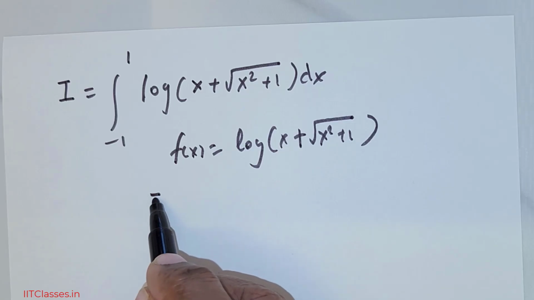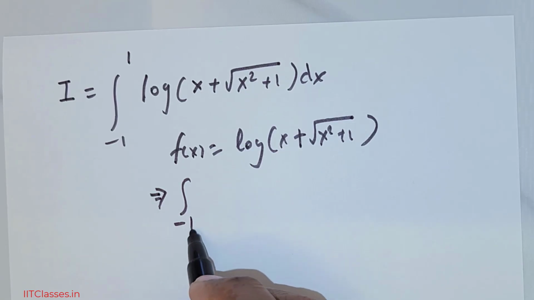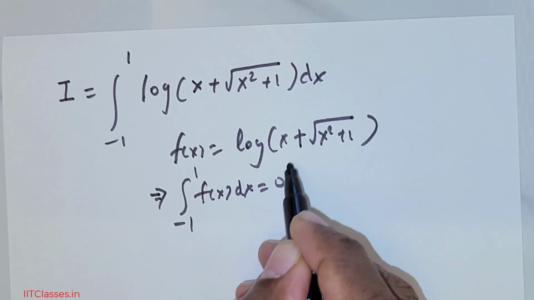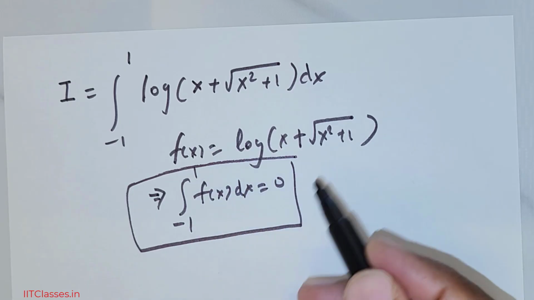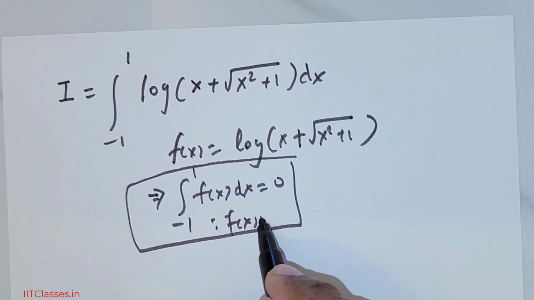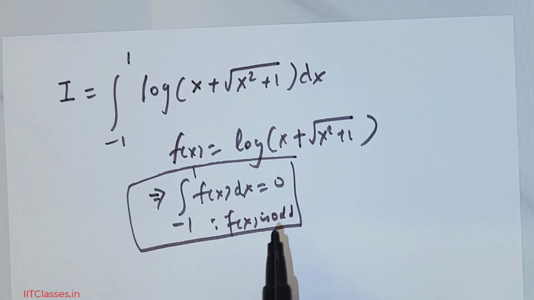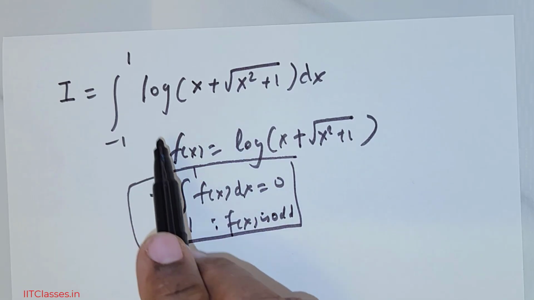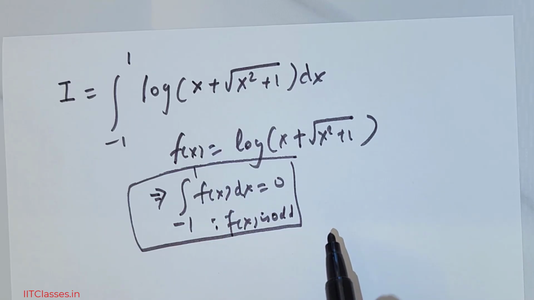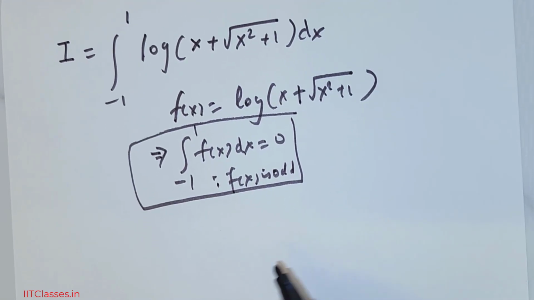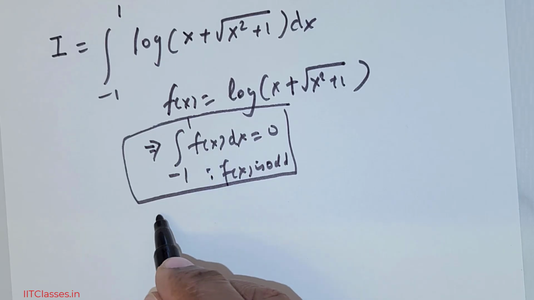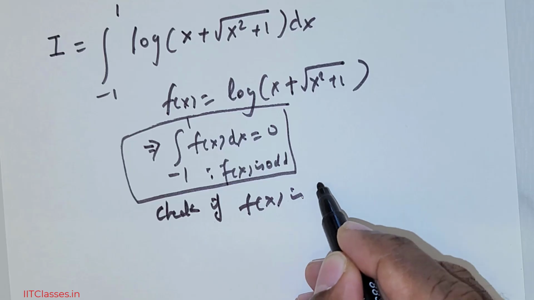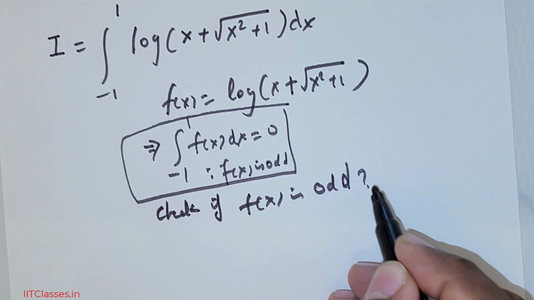If the given function is odd, then that would imply the integral from negative 1 to 1 of f of x dx is equal to 0, because f of x is odd. If we can arrive at this, then the entire integration would lead us to 0. With that in mind, let me check if f of x is odd. So that is the objective.